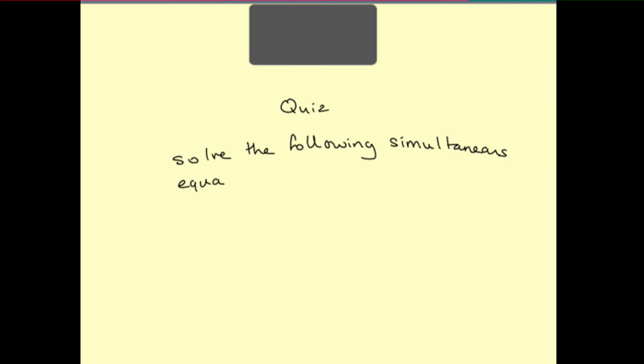Okay, so we're going to do a quiz now. So solve the following simultaneous equation. 3a minus b equals 9. 2a plus 2b equals 14. So if you don't want to know what the answer is, press the pause button on your DVD player now.